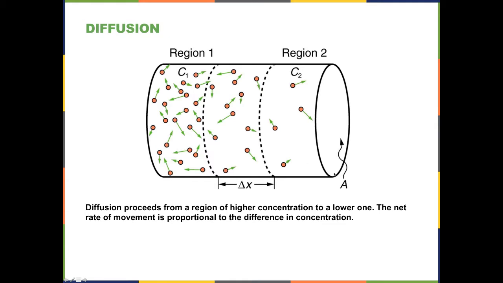Now you can calculate, let's just say that this is delta X. This volume is delta X times A, and you can calculate a concentration 1 here and here. And the natural progression caused by diffusion is for this to decrease and this to increase. Diffusion is the movement of substance due to their random thermal motion.